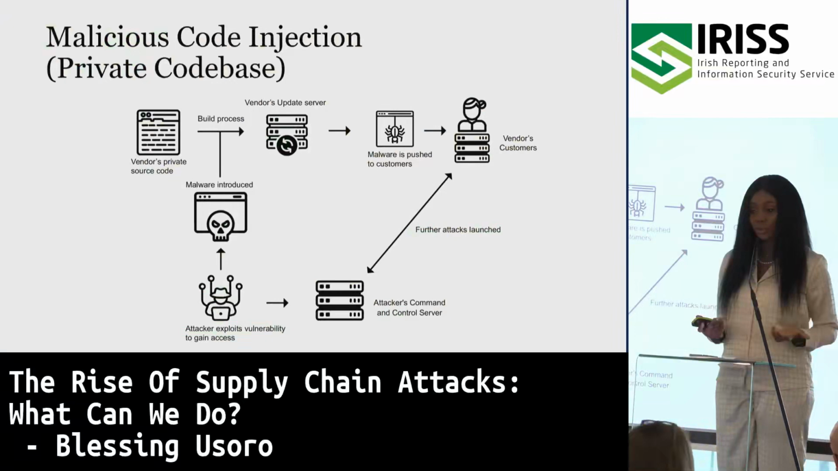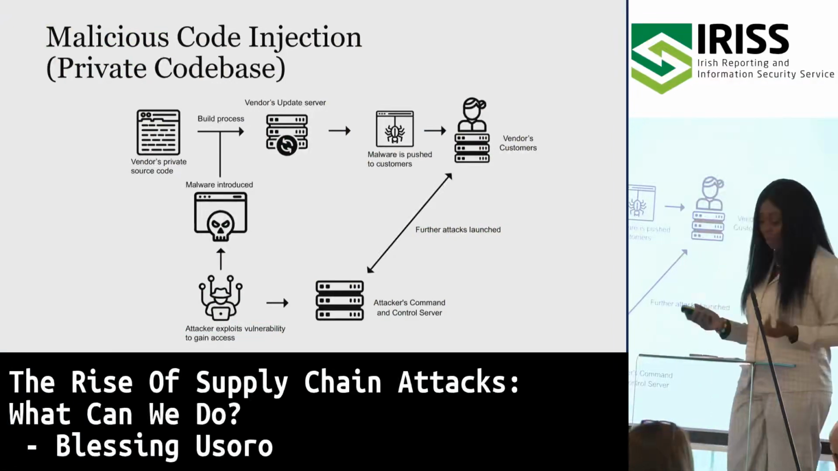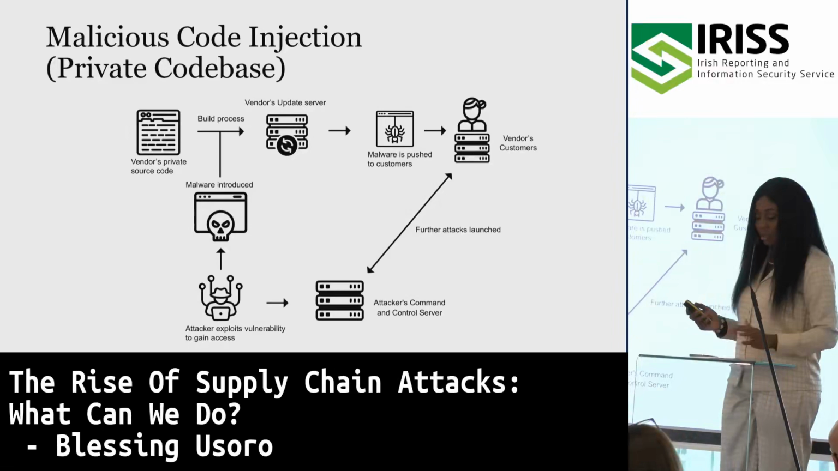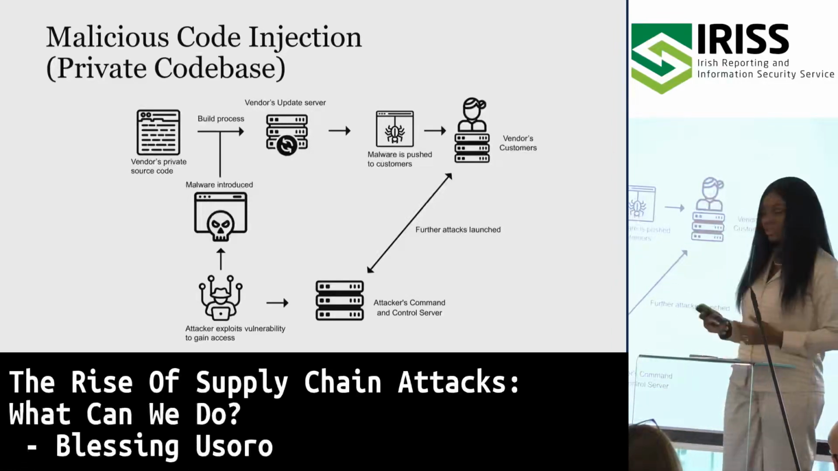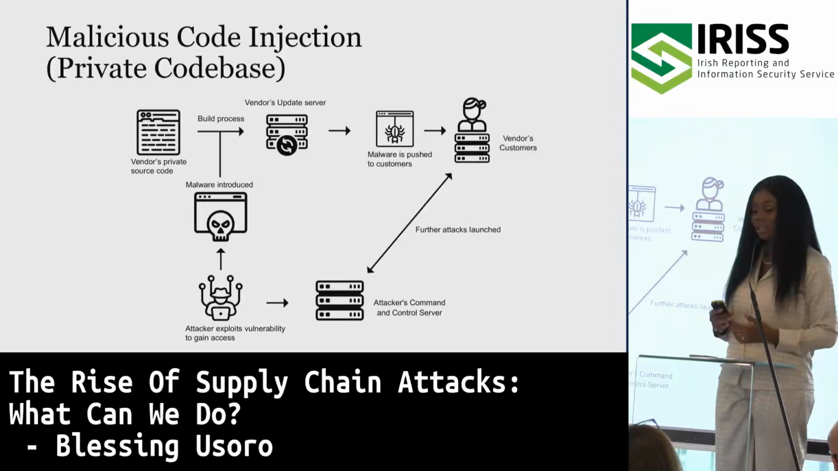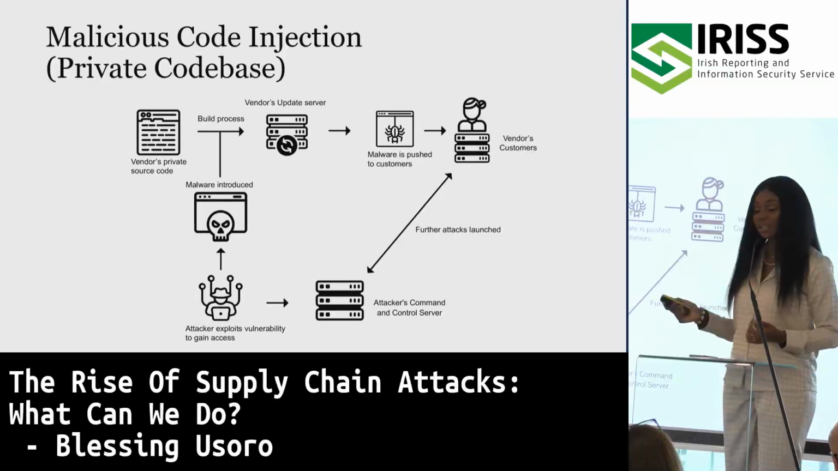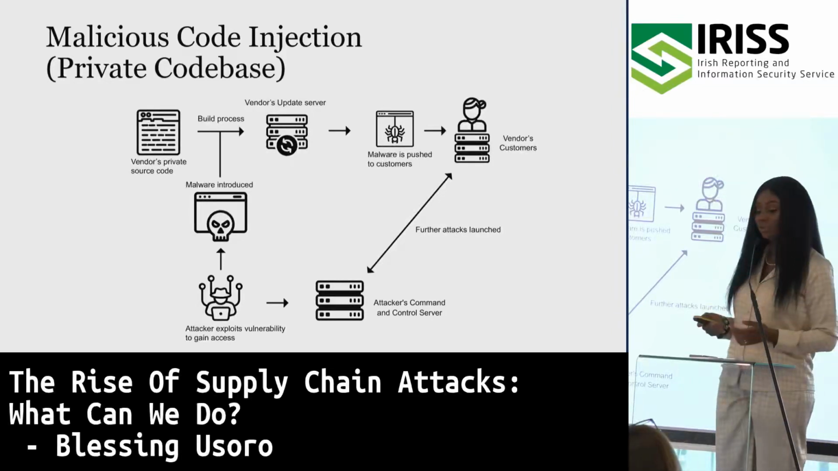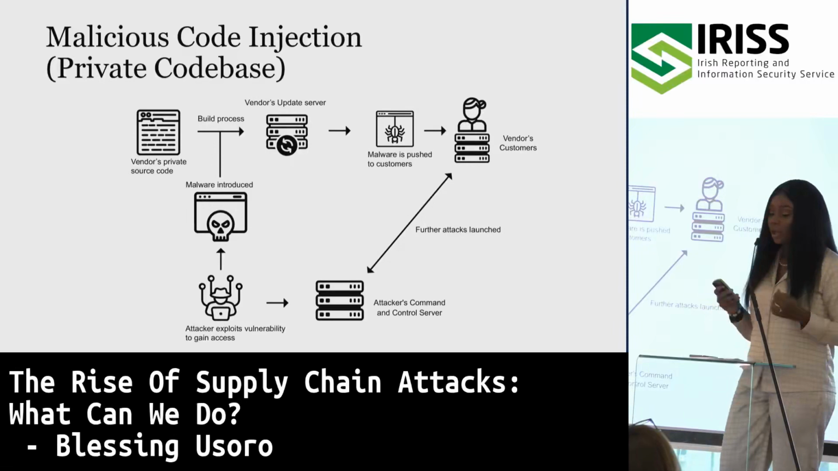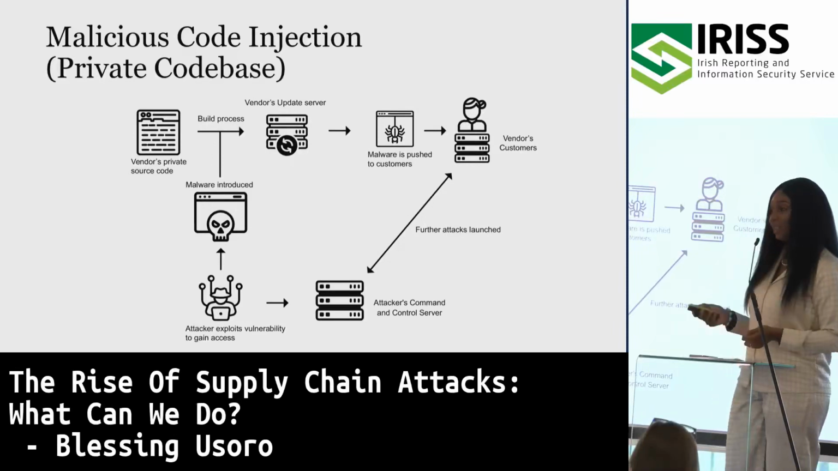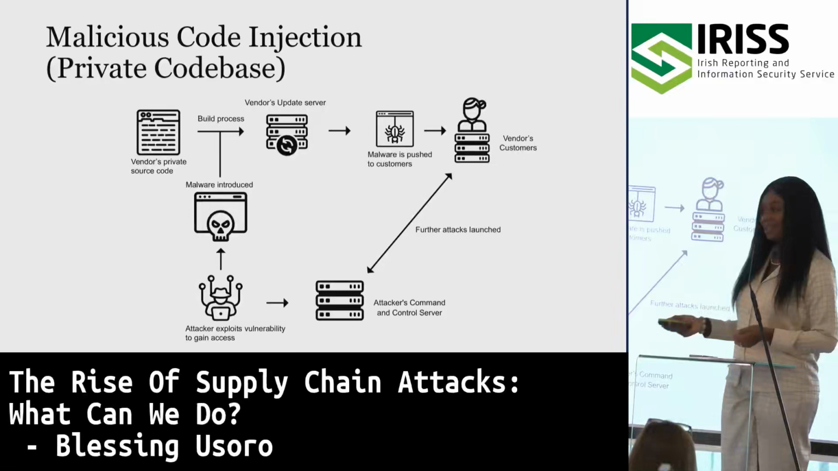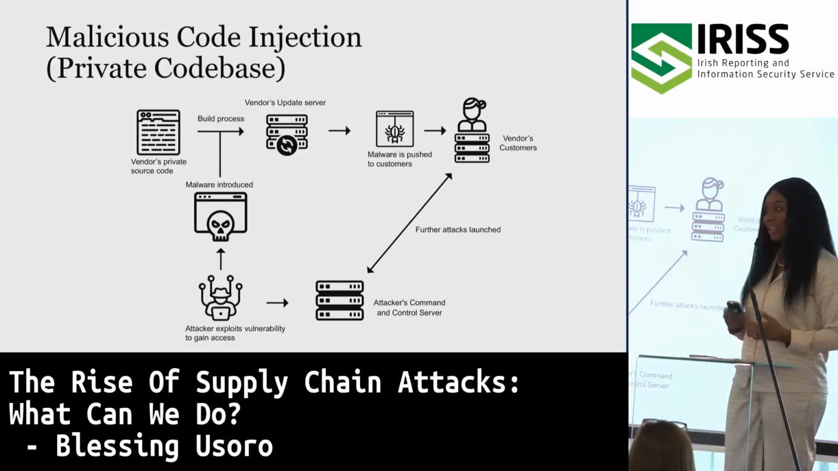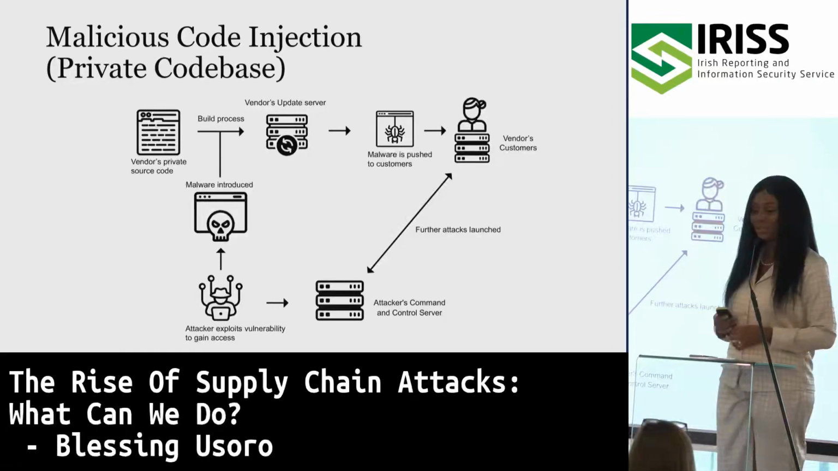So malicious code injection, what is this? What happens here? An attacker scans your company's network, and they're looking for a vulnerability, right? So they find this vulnerability, and what do they want to do? They want to find a way to get in. So they introduce malicious code into your vendor's source code. This is similar to what happened with SolarWinds, where 29 lines of code were added to SolarWinds' own code, and this was then sent to their customers.